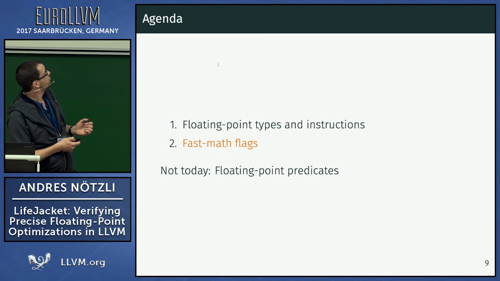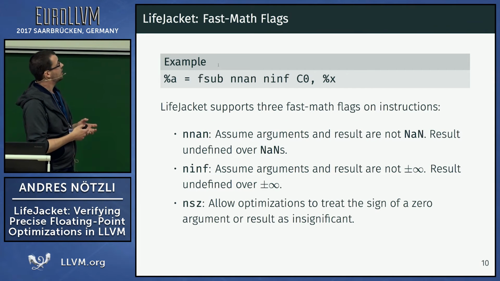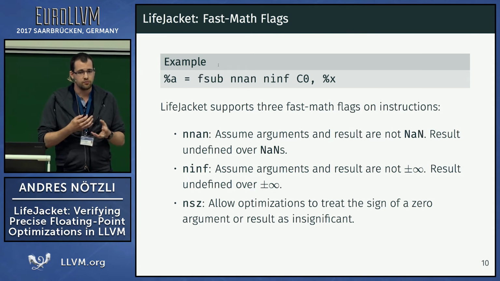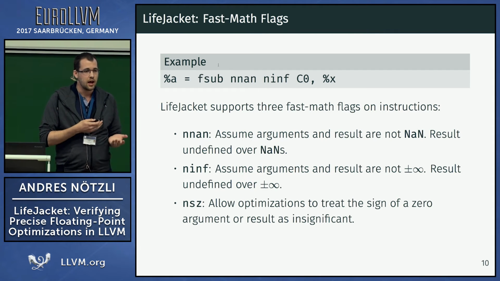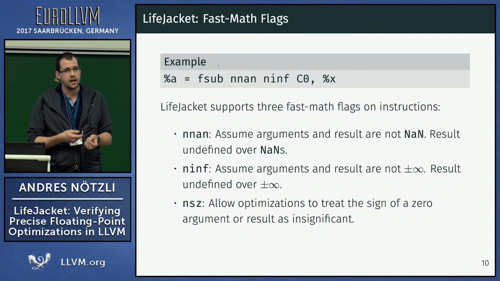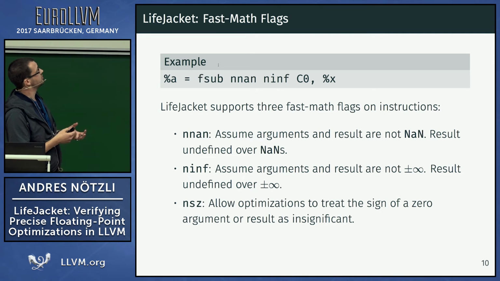Where things get a little more interesting is with fast math flags. As some of you may know, in LLVM on floating point instructions, you can have fast math flags, and those basically tell the compiler that it can apply some additional optimizations, or that it can take some additional assumptions. So Lifejacket currently supports 3 types of fast math flags.